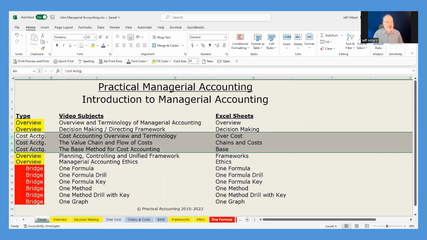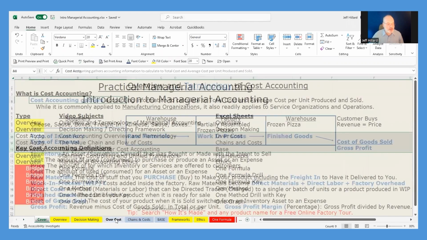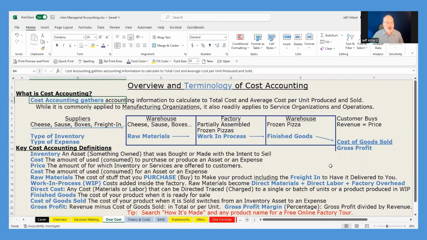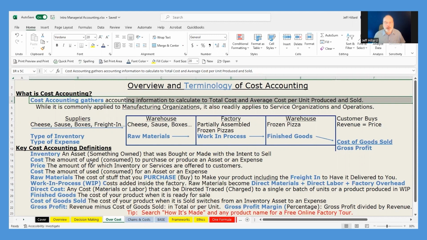We're going to do an overview of terminology, tie it to the value chain, flow of costs, and share with you a unique base method, which is designed to help you understand what you're doing. First, what is cost accounting? Cost accounting gathers information to calculate the total cost and the average cost per unit produced and sold.